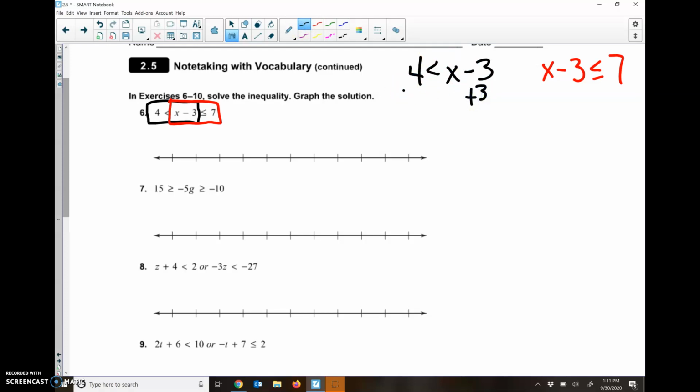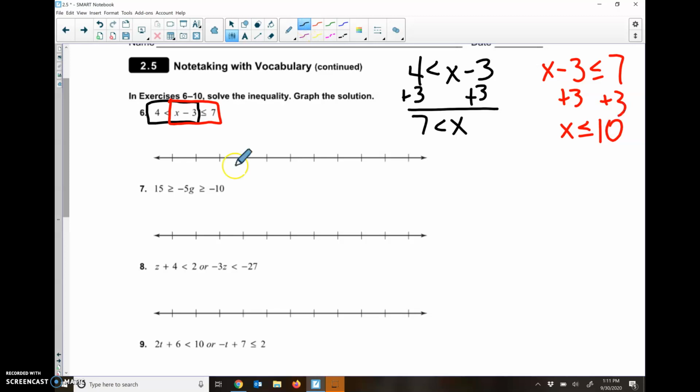So add 3 to each side, add 3 to each side. I get 7 is less than x, or x is greater than 7. And same thing here, add 3, add 3. I get x is less than or equal to 10.